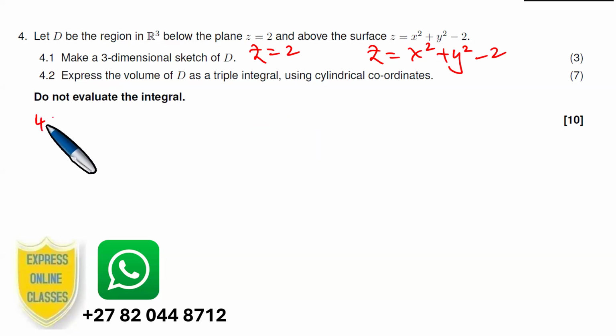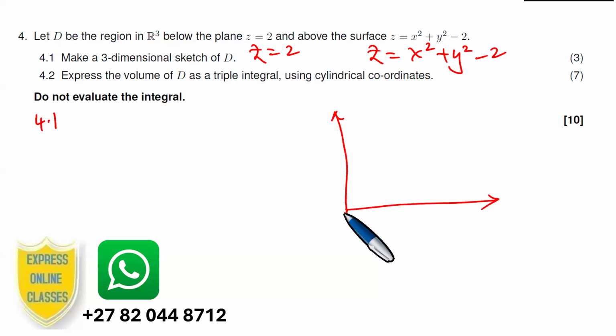Okay, let's look at 4.1. And we want to sketch these graphs. How do you sketch a graph of Z equals 2? And also, not only Z equals 2, but D is the region in the 3-dimensional space below the plane Z equals 2, but above the surface Z equals x squared plus y squared minus 2. Okay, let us draw the graph of this. So we remember that to sketch this one, we need to have the 3-dimensional space.